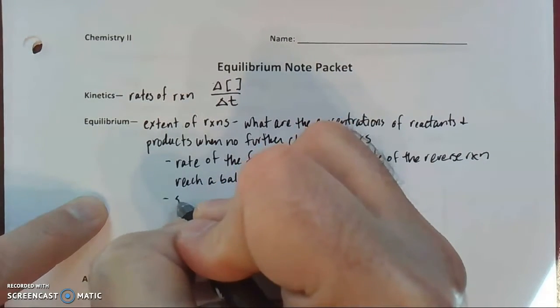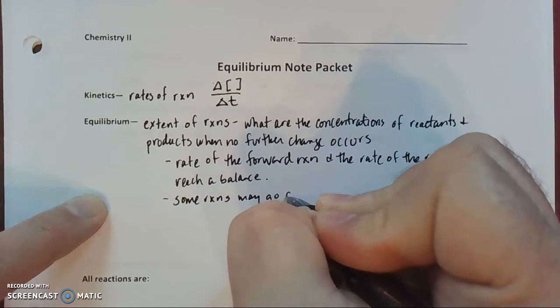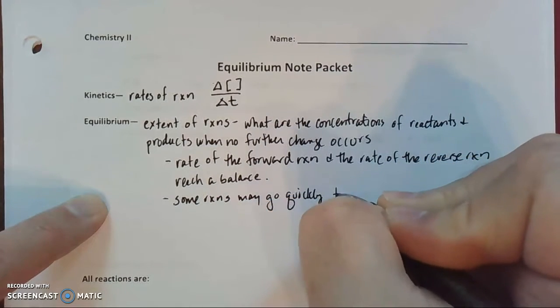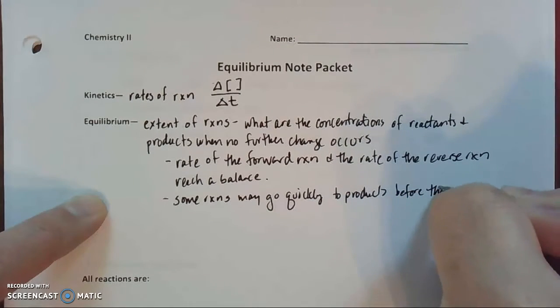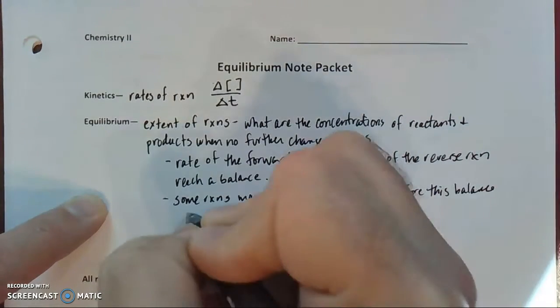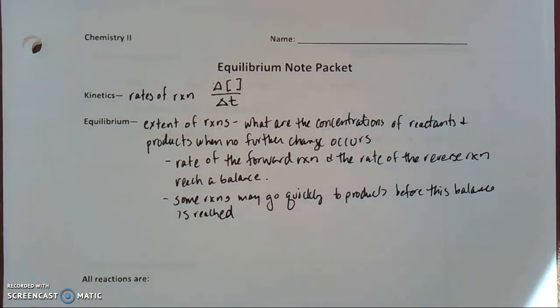So some reactions may go quickly to products before this balance is reached. The rate is so high that it almost appears that all of the reactants have been turned into products, but there's always going to be some reactants that remain, and there's always going to be a couple products that break down and might not reach that transition state and go back towards reactants.